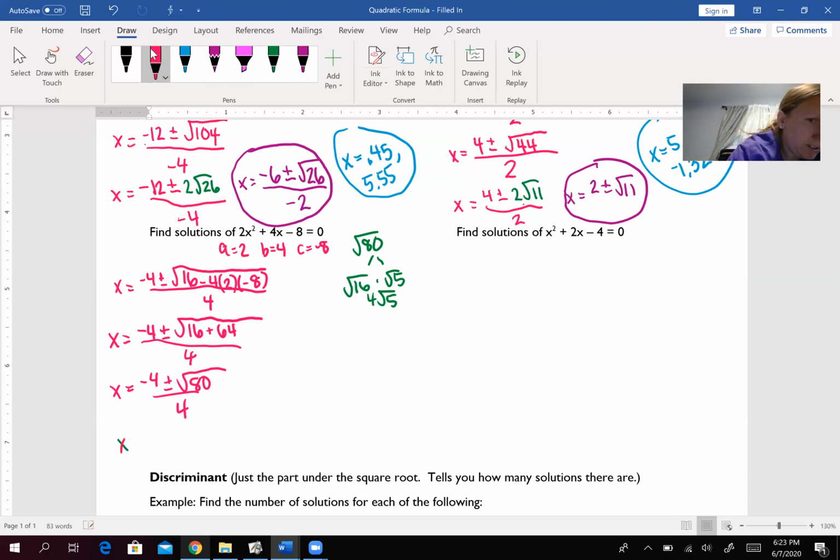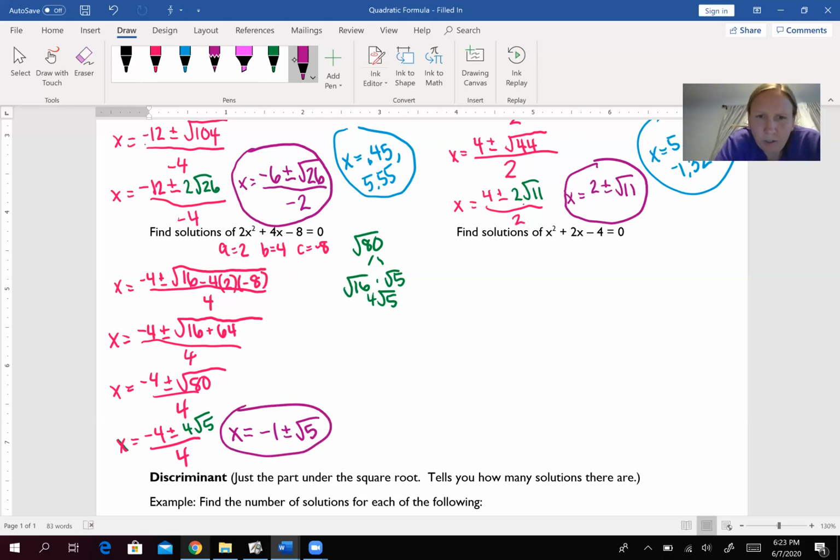So x equals negative 4 plus or minus 4 root 5 over 4. We can divide all that stuff by 4. So x equals negative 1 plus or minus root 5. You could always plug it in and evaluate it also, but for now, let's just leave it in the simplified version.